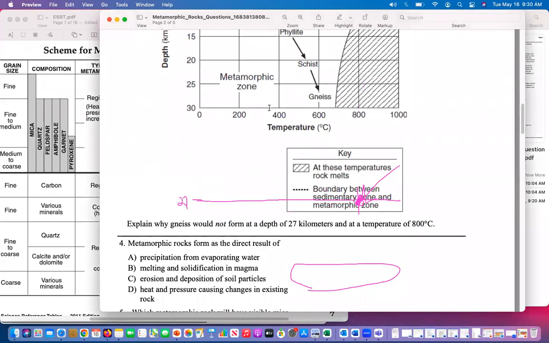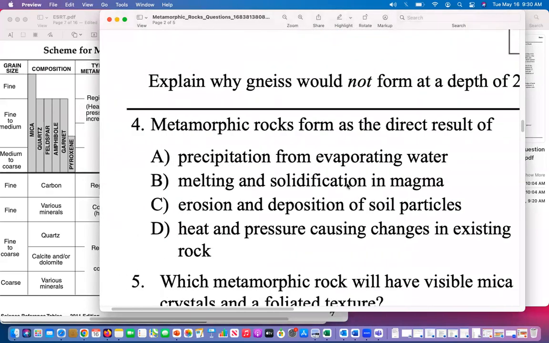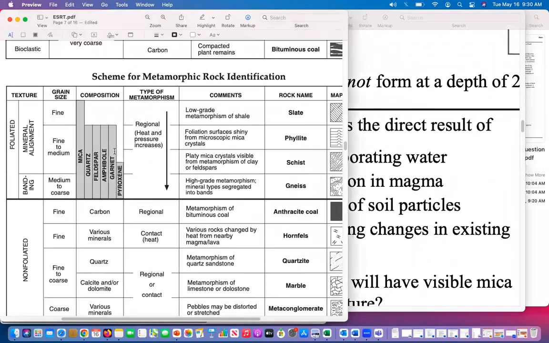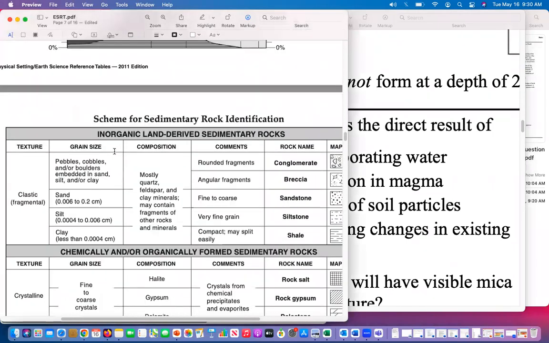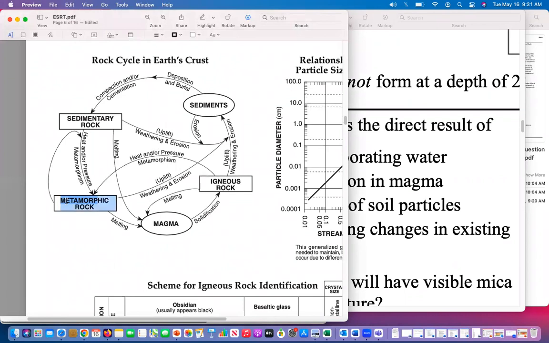All right. Number 4. Number 4 says, metamorphic rocks form as a direct result of what? Anytime you get confused and you're just like, man, I forgot what process creates metamorphic rocks, go to the rock cycle. Look at metamorphic rock. Look at the process right before. Look at the arrows that are pointing to metamorphic rock. All of these arrows pointing to metamorphic rock, I see metamorphism, heat and or pressure.